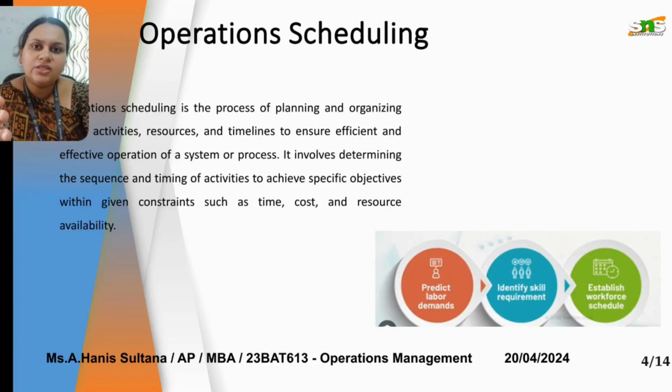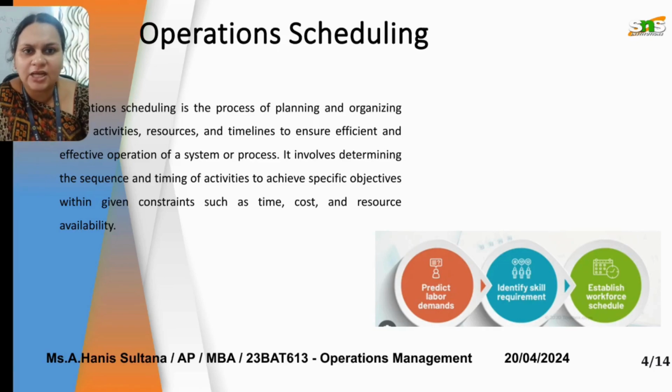Now we understand that it is the process of planning and organizing the activities, resources, and timelines to ensure efficient and effective operations of a system or a process. Here we predominantly use the words system, process, and project. In terms of a project, it involves determining the sequence and time of activities to achieve specific objectives within the given constraints, such as time, cost, and resource availability. Here, resource means the inventory, the raw materials, the specific input we use to complete the particular project or task.